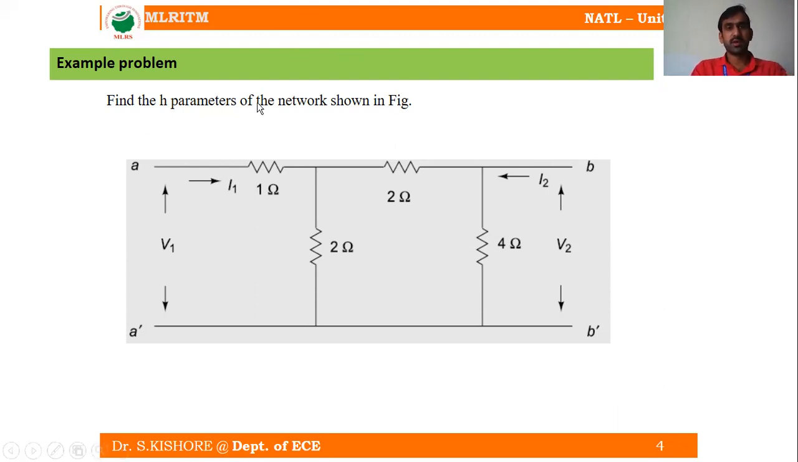Coming to the H parameters, when you are asked to calculate them, you should know what they are. V1 and I2 are the dependent variables for which you are going to obtain the equations. Here there are two ports, A dash is one port and B dash is the other port. V1 and I1 are the input port variables, that is the variables related to A dash, and V2 and I2 are the variables linked with B dash.